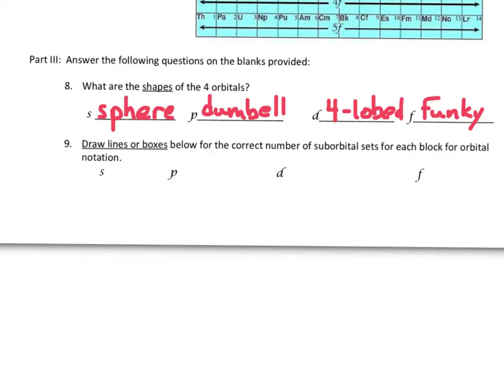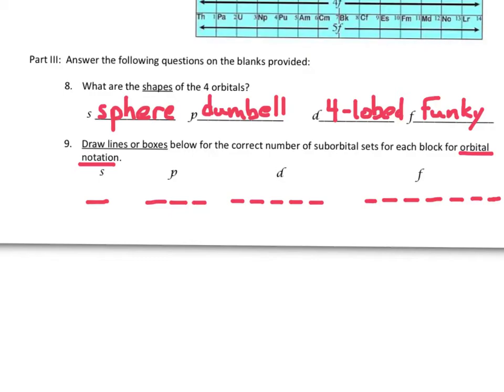Number 9 says to draw the lines or boxes below for the correct number of suborbital sets. This refers back to orbital notation, and we have to have dashes in order to draw the arrows. This is simply what the question is referring to. It would look something like this. Because of the number of shapes, the number of dashes would be 1 for the s orbital, 3 for the p orbital, 5 for the d orbital, and 7 for the f orbital.